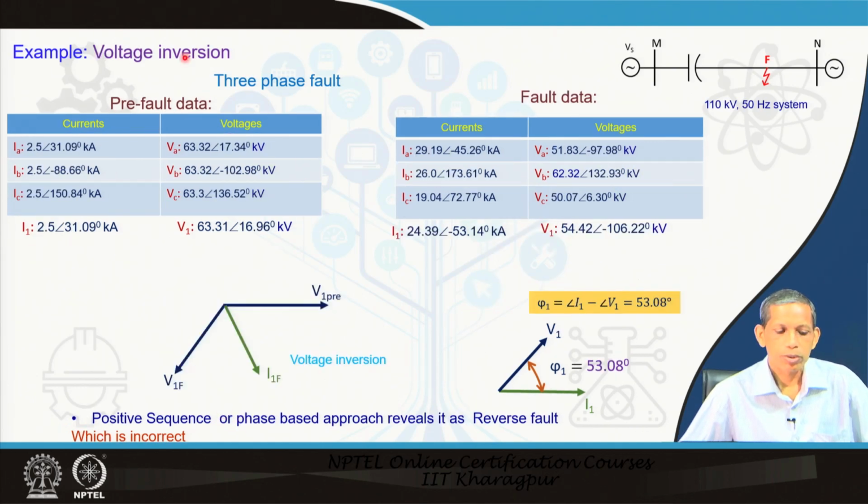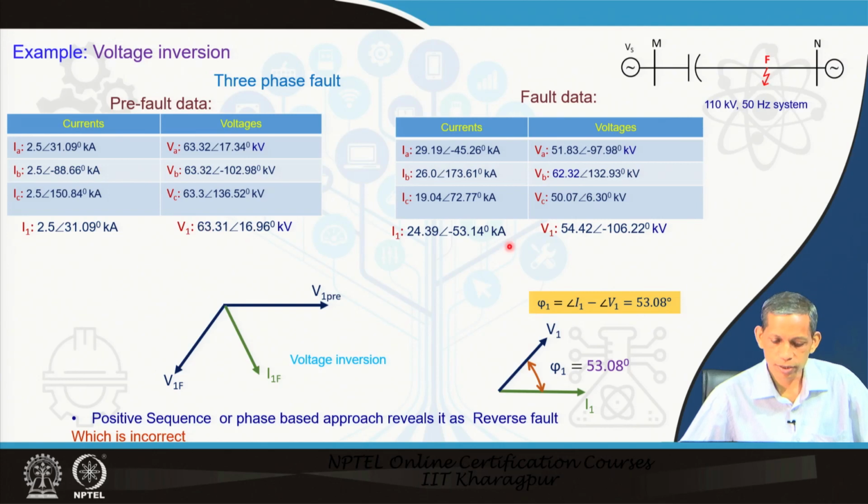Now, we will go to another example on voltage inversion. Same system, 3 phase fault again, and we have pre-fault data, a set of measurements for voltage and current, the corresponding positive sequence current and positive sequence voltage calculated, and the corresponding fault data IA, IB, IC, significant amount of current, VA, VB, VC, and the corresponding positive sequence. Note here, the voltage is smaller than the pre-fault voltage. So, this is not a current inversion phenomenon.